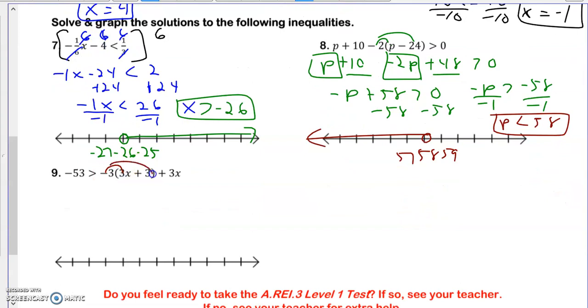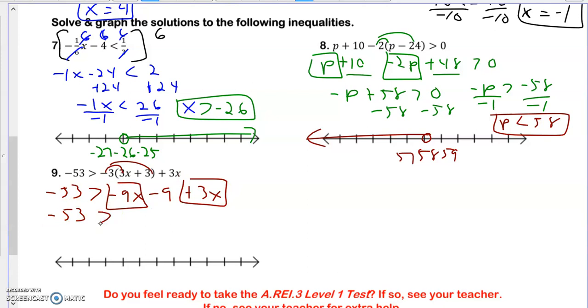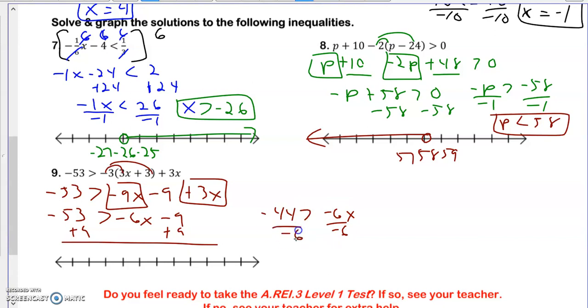And finally, we're going to distribute over here. So we have a negative 53 is greater than, that's going to get me a negative 9x minus 9, negative 3 times 3 plus 3x. I'm going to combine like terms, so I get a negative 53 is greater than, and that's going to get me a negative 6x minus 9. Then I'm going to add 9, and when I add 9, I'm going to get negative 44 is greater than negative 6x. I'm going to divide by negative 6.